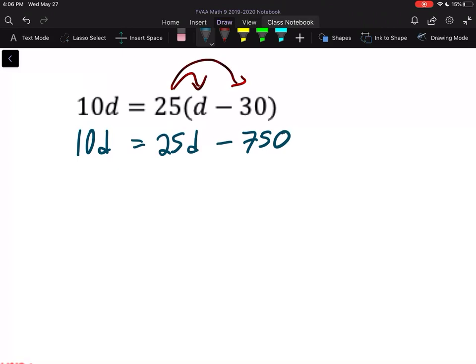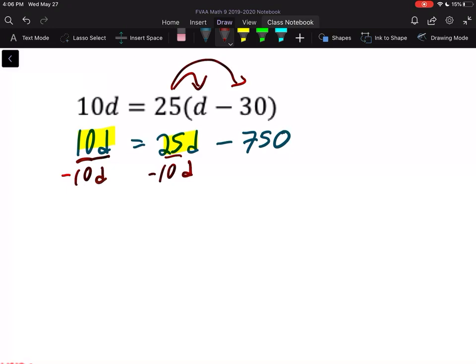Now I have variables on both sides of the equation. I'm going to bring all the variables to the side that has the largest coefficient in front of the variable. So 25 is greater than 10, so I'm going to bring the 10 over by subtracting 10d on both sides. If I were just to divide by 10, I would be leaving the d on the left side, and I still wouldn't have all the variables on the same side. So I need to subtract to bring both the 10 and the d over to the right side.